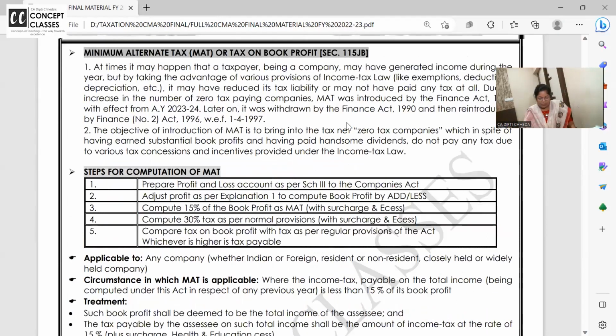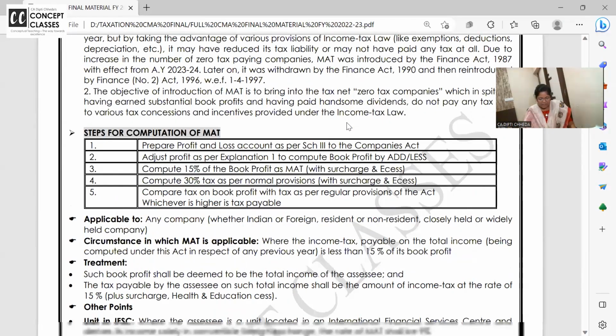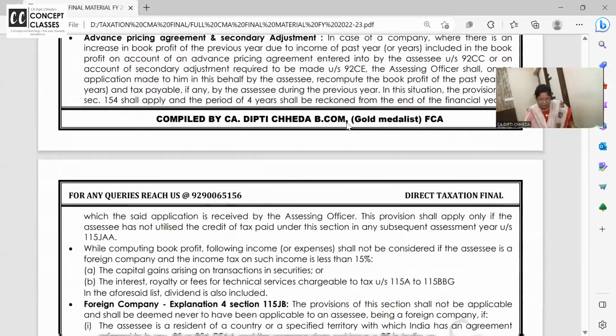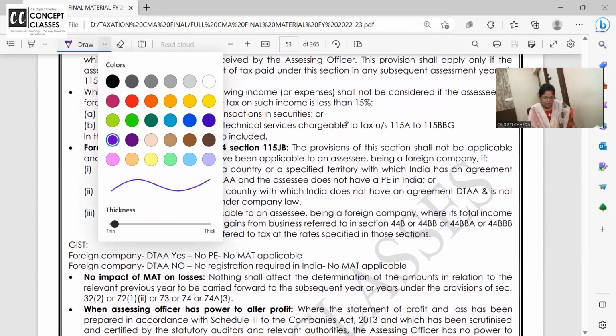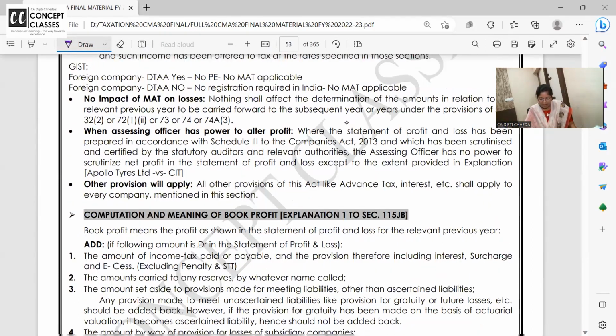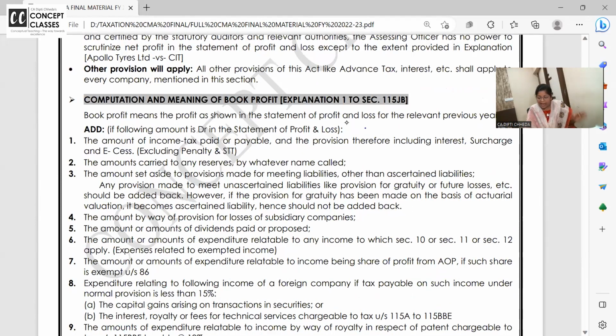This is all introduction about MAT. Yesterday we started. I'm not explaining now how it is applicable and all. Few things I have skipped, like foreign company I have not yet covered for all of you. So leave it right now. Then we have seen in book profit, add what is given in explanation 1 to section 115JB. Okay. So one by one, if you check all the items, add income tax, interest, surcharge, all, but penalties and STT are allowed. In income tax, the story is different. This is the journey from the net profit as per P&L account to the book profit.